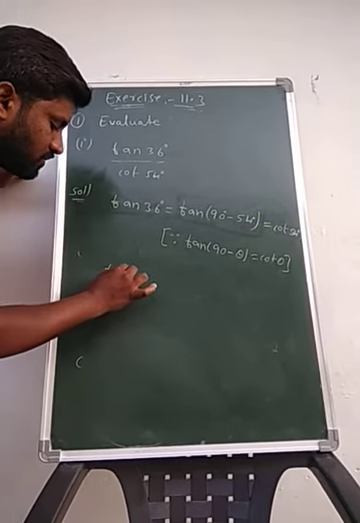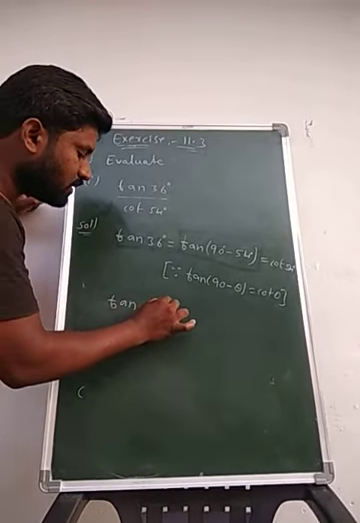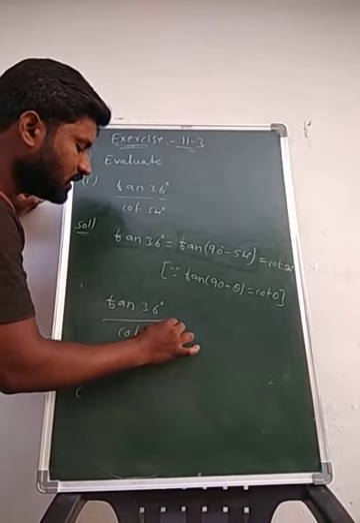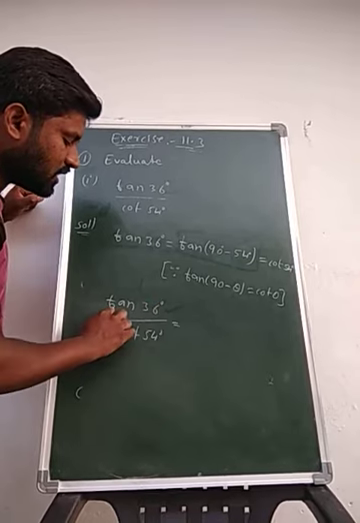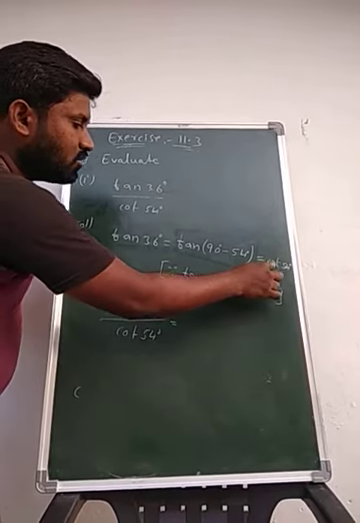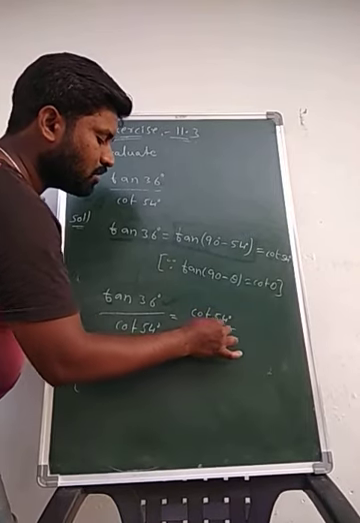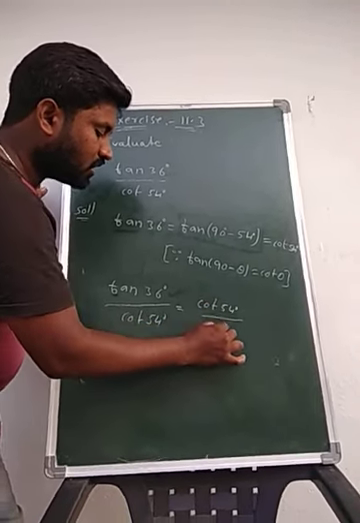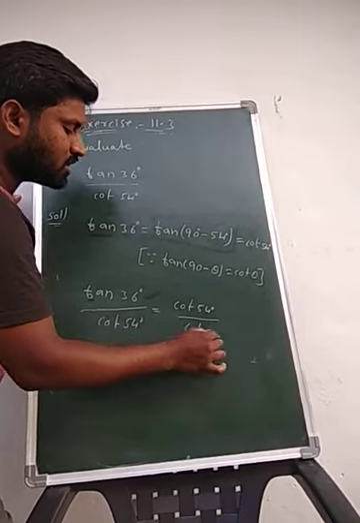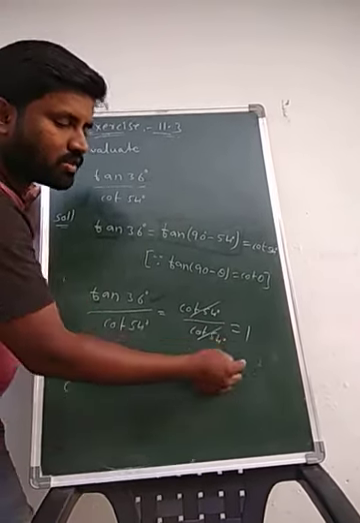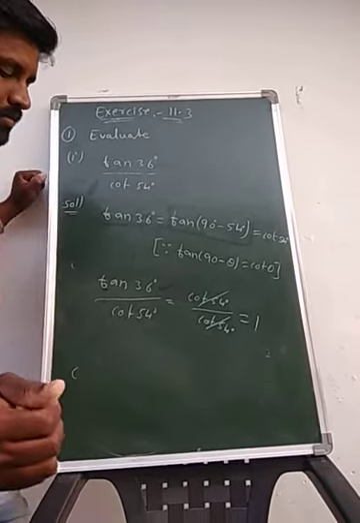Now see, tan 36 degrees by cot 54 degrees: tan 36 becomes cot 54 degrees by, again, cot 54 degrees is there. Then cancel, and we get what? 1. So this is the required answer. Okay.